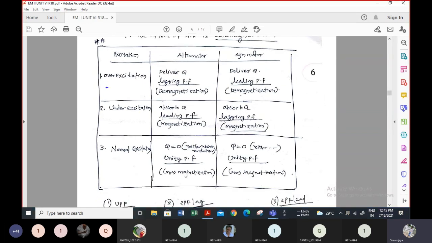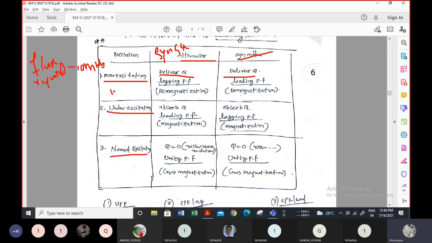For a better understanding, I have used a comparison table for the alternator, that is the synchronous generator, and the synchronous motor. In the overexcitation case, we already discussed this. We'll use the same example: 10 milliwebers of flux is required per machine. I'm just assuming that 10 milliwebers is the flux required.